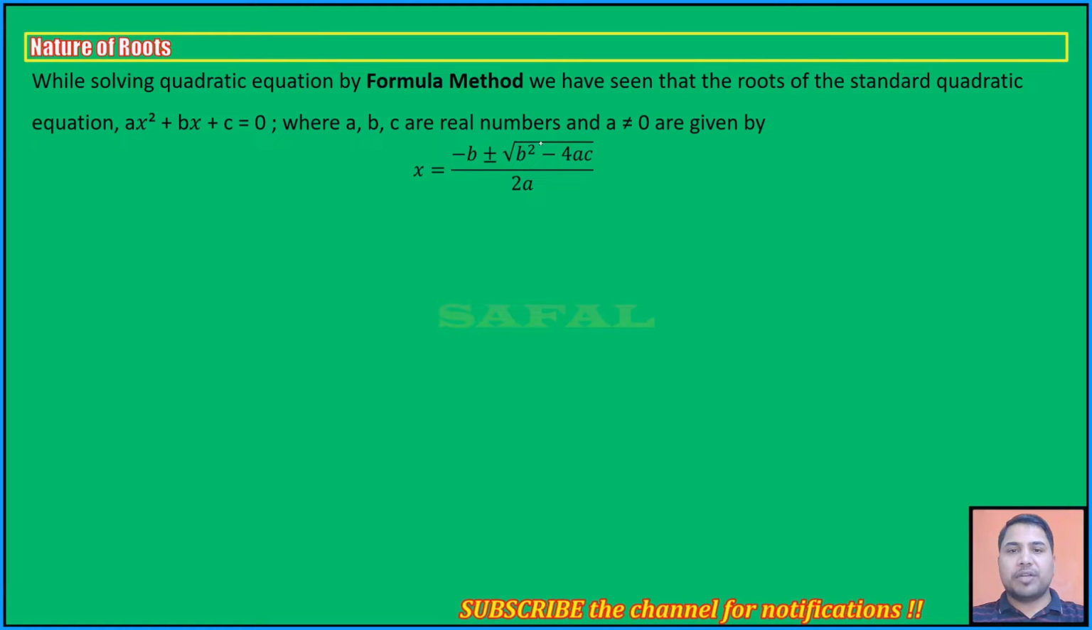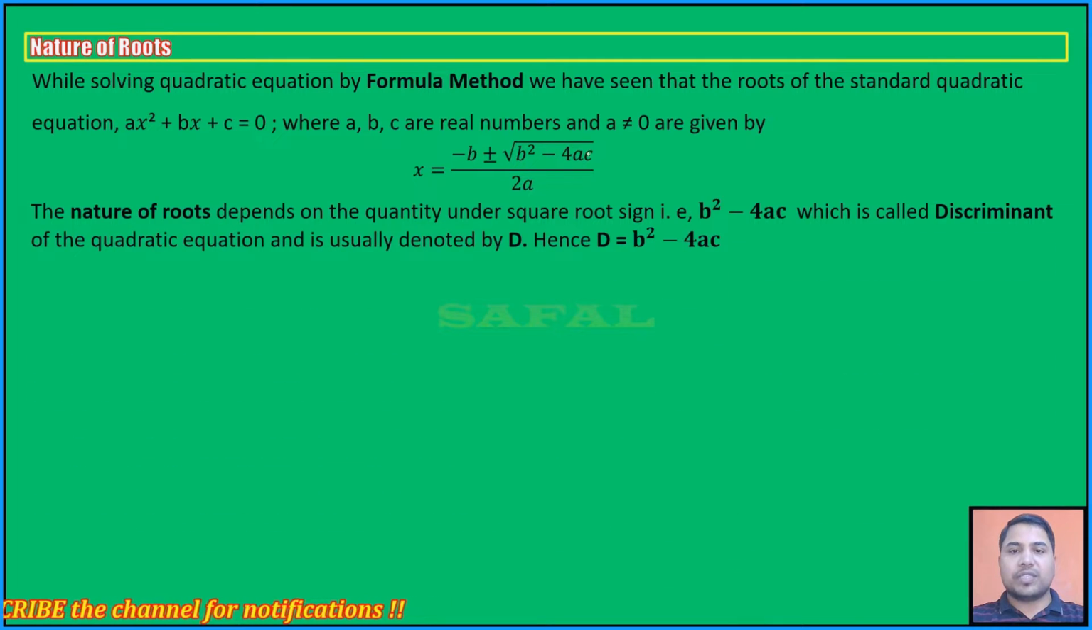When we are talking about nature of roots, basically we are interested in knowing whether the roots are real or not real. If they are real, are they equal or unequal? So the nature of root is decided by the quantity you see in the square root symbol, that is b square minus 4ac. This quantity is called the discriminant of the quadratic equation, and usually we denote it by capital D. So D equals what?